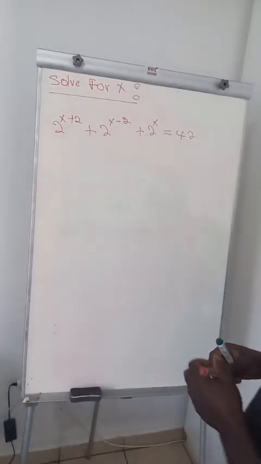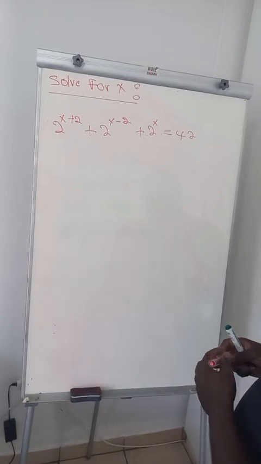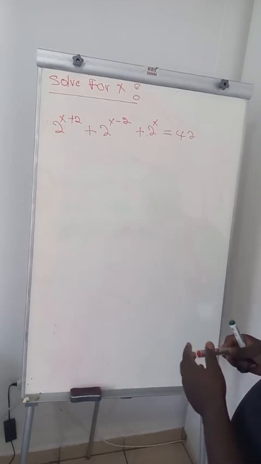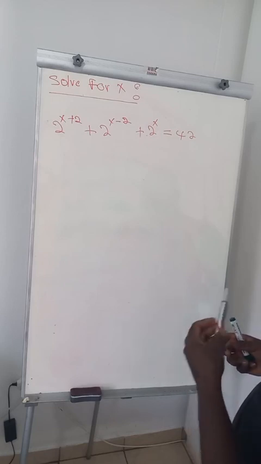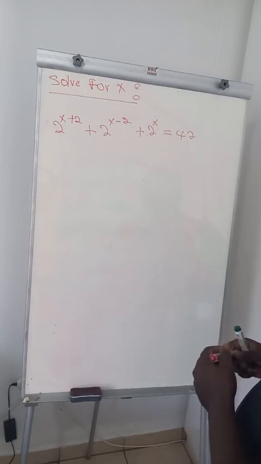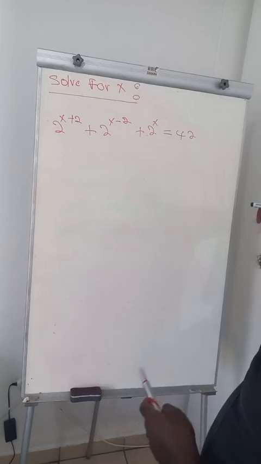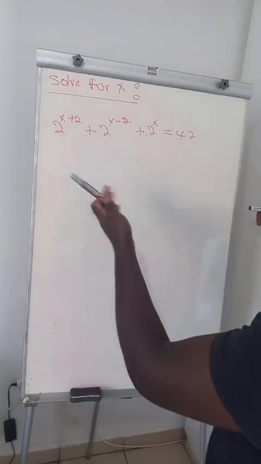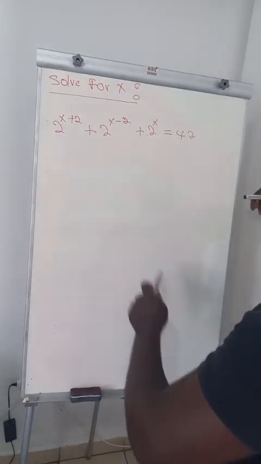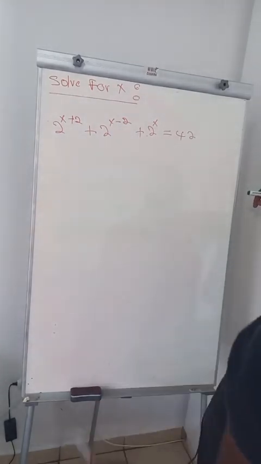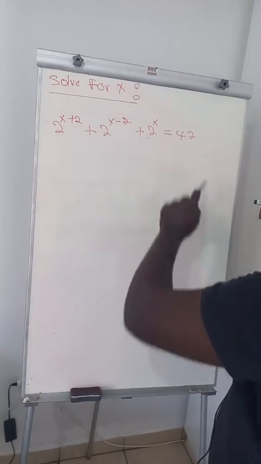Once you get something like this, let's first check. Here you are having 2 to the power of x plus this plus this. I'll say try to check if there is any common factor here. If you check, here there is 2 to the power of x, there is also 2 to the power of x here, and also here there is 2 to the power of x.